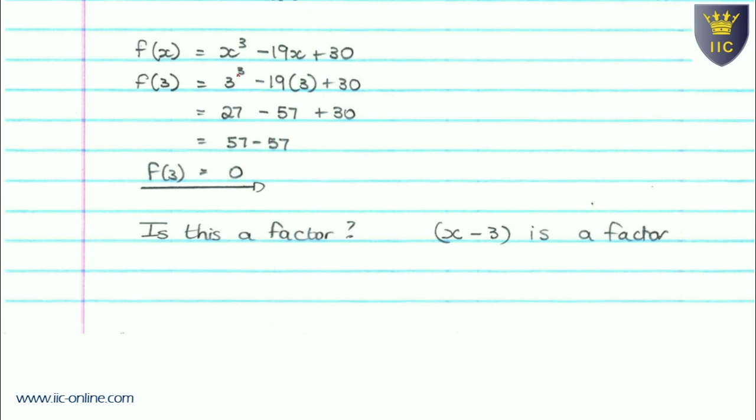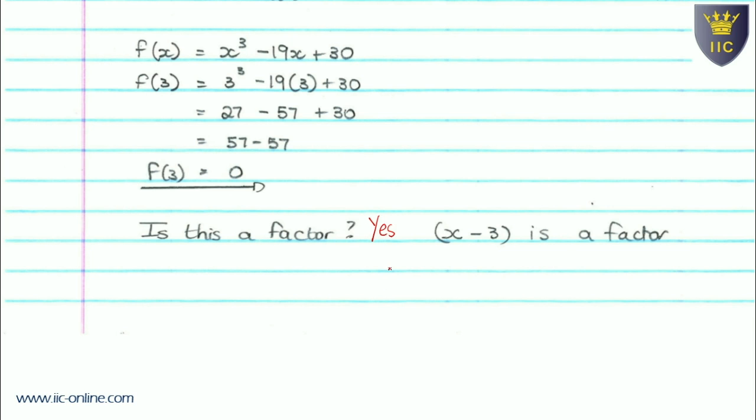3 3s are 9, and 9 3s are 27. Minus 19 times 3 is minus 57 plus 30. That then gives us, if you add the 27 and the 30 together, 57. Minus 57, hallelujah, we have got a 0. So f of 3 is equal to 0. Is it a factor? Yes.